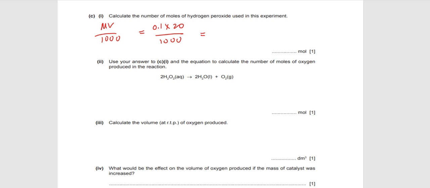So you get 0.002 mole. Okay, 0.002 mole. All right, so use your answer in C1 and the equation to calculate the number of moles of oxygen. So if this one is 0.002, let's look at the ratio, it is 2 to 1. Remember we learned this before. The ratio is 2 to 1. So if this one is 0.002, this one is 0.001.